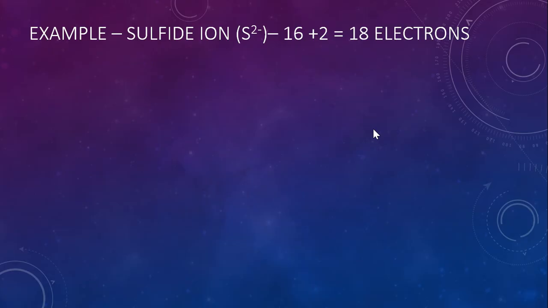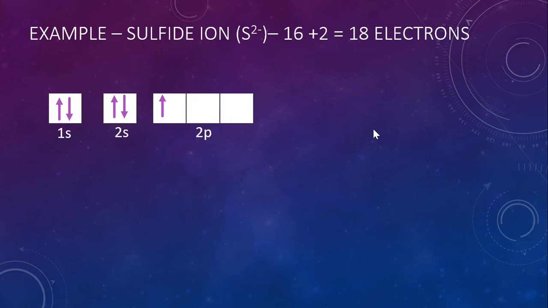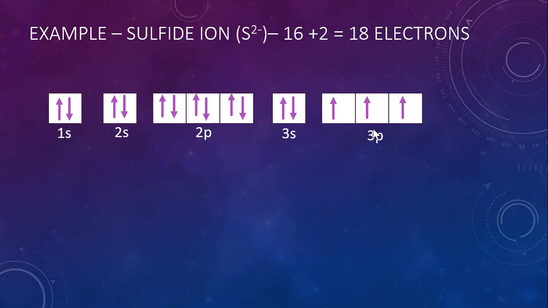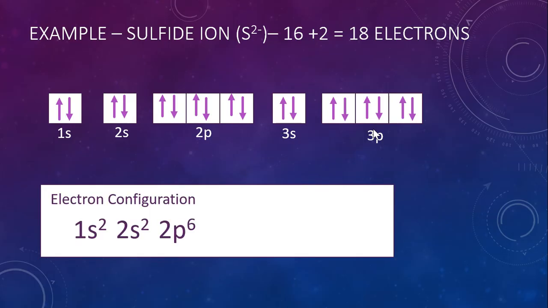So what that means is we have to add 2 electrons to the sulfur. So we have our sulfur, and the sulfur looked like this, right? We have to add 2 more electrons, 1, 2. So the electron configuration for sulfide would be 1s2, 2s2, 2p6, 3s2, 3p6. That's it.